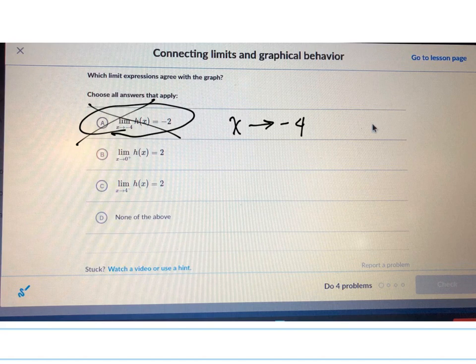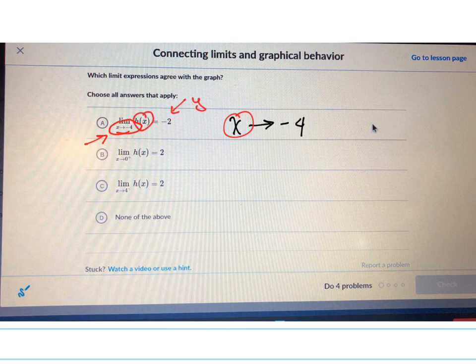So this value right here, let me erase this and show you a little bit closer. This value is the x. See how it says x goes to -4? And this value is the y, because they're talking about h of x, which is your y value, right? So they're saying the limit as x goes to -4 is -2. If it had said from the right, that would be correct, but it didn't say from the right.